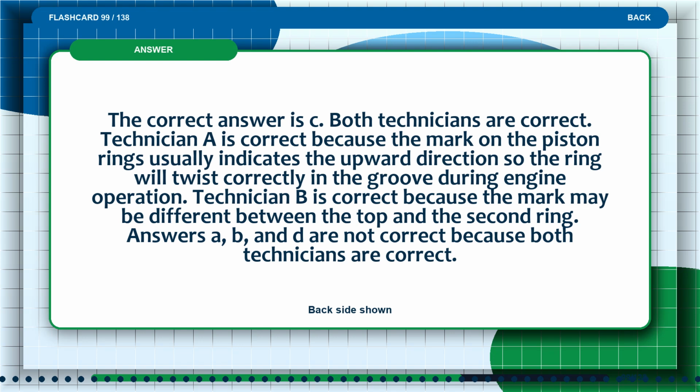The correct answer is C. Both technicians are correct. Technician A is correct because the mark on the piston rings usually indicates the upward direction, so the ring will twist correctly in the groove during engine operation. Technician B is correct because the mark may be different between the top and the second ring. Answers A, B, and D are not correct because both technicians are correct.